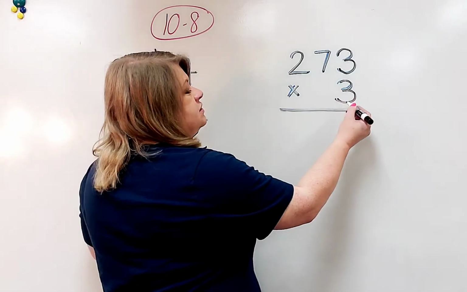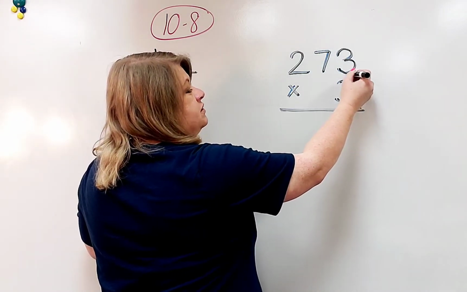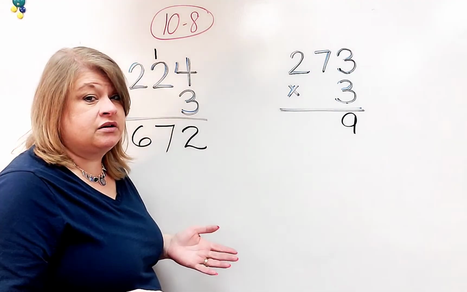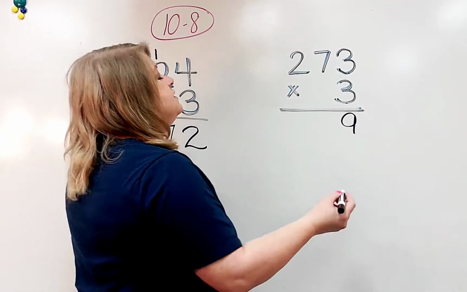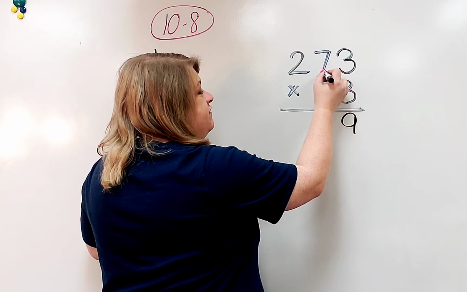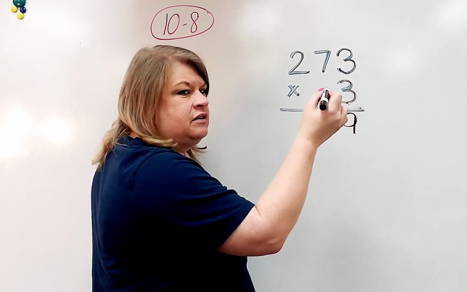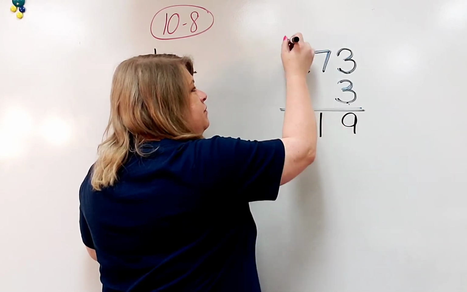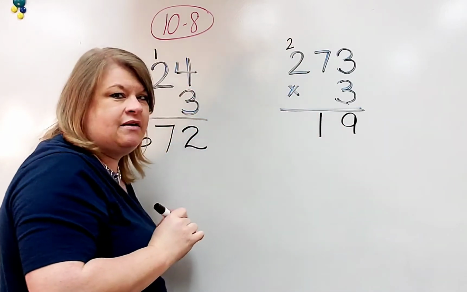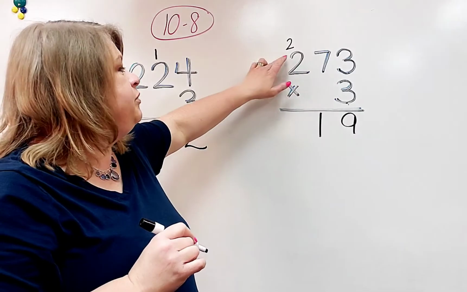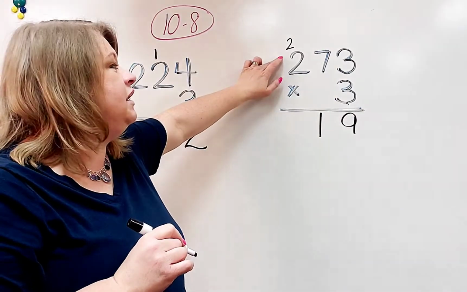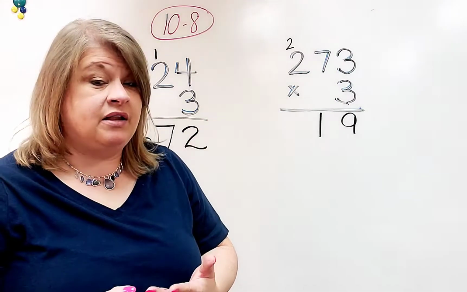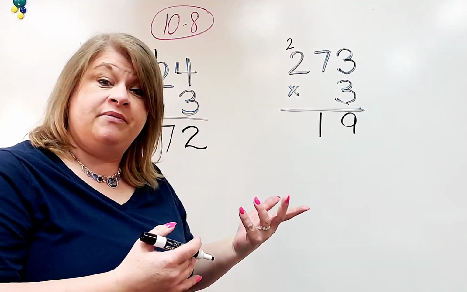Start in your ones. 3 times 3 ones, well that's 9. No regrouping needed there, correct? Let's go to the next column. 3 times 7 tens. What's 3 times 7? 21. So I'm going to put my 1 here and I'm going to bring my 2 up here. We're going to put it up here because it's the next column. Doesn't always have to be just the first column.